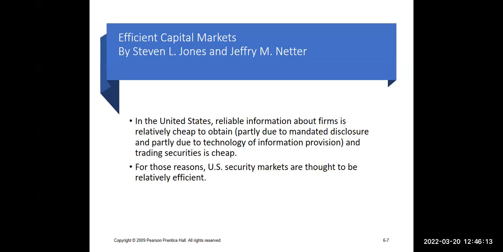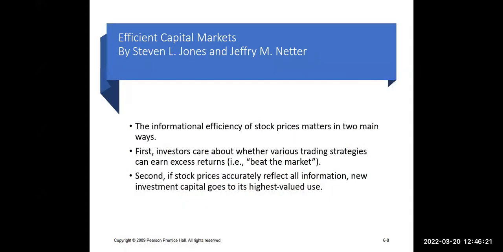For those reasons, US security markets are thought to be relatively efficient. This efficiency can be relatively more or less, depending on how good the available information is and what kind of people are actually trading in that particular market. The whole idea of the efficiency of financial markets revolves around information. The more information is available in the market, the more efficient markets are.